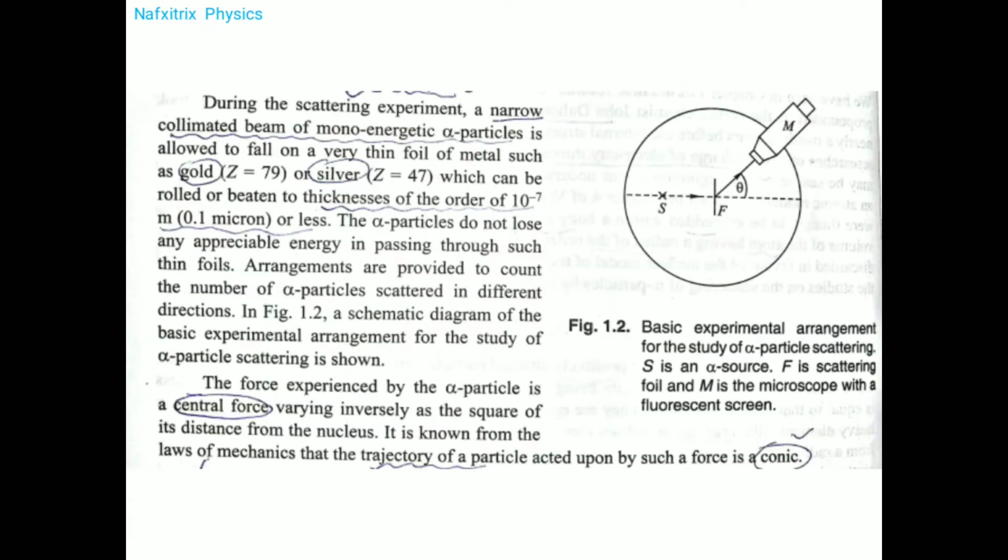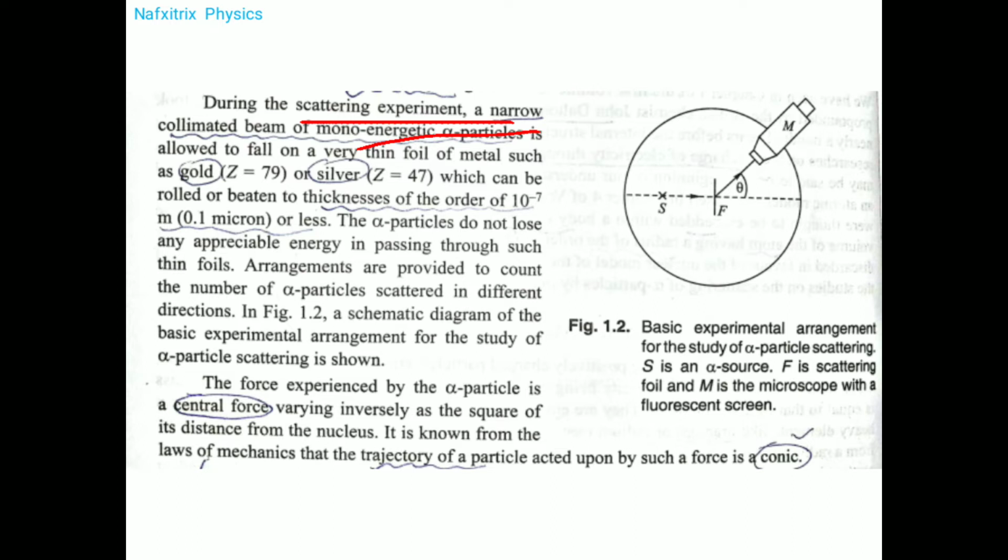And let us see how this experiment is conducted. During the scattering experiment, a narrow collimated beam, collimated means parallel, of monoenergetic particles is used. It has to be of a single energy, because only then can we understand how a single-energy alpha particle gets scattered in different directions. If they were of different energies, we could get a weird result.